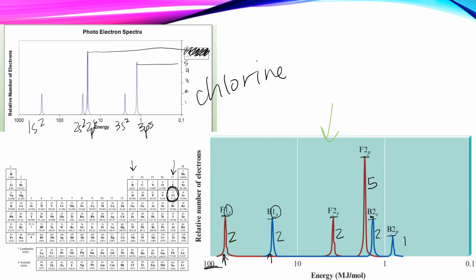So you may be asked to identify an atom or an element based on its photoelectron spectra, or you could be asked to explain, for example, why this peak for fluorine is here, but this one is here for boron, whatever I'm talking about.